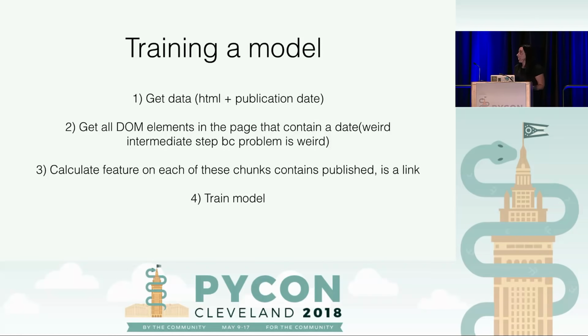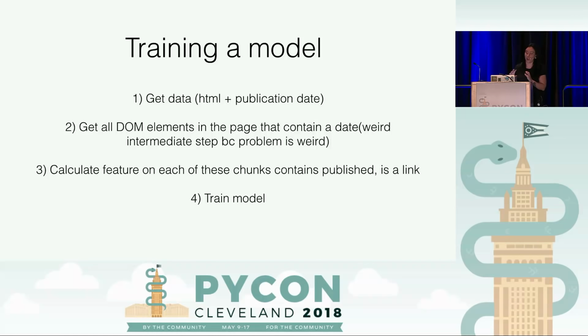So broadly, here are the steps that we follow. Again, there's a lot of nitty-gritty, and I'm giving a bit of an overview. You can feel free to come and see me if you want detailed code. The steps for training the model: first, we get a bunch of data, which is HTML pages and the correct publication date. Then, for each of these pages, we get all DOM elements in the page that contain a date. This is a weird intermediate step because the problem is a little bit weird, and this comes from the paper, but I'm not sure how to explain it.